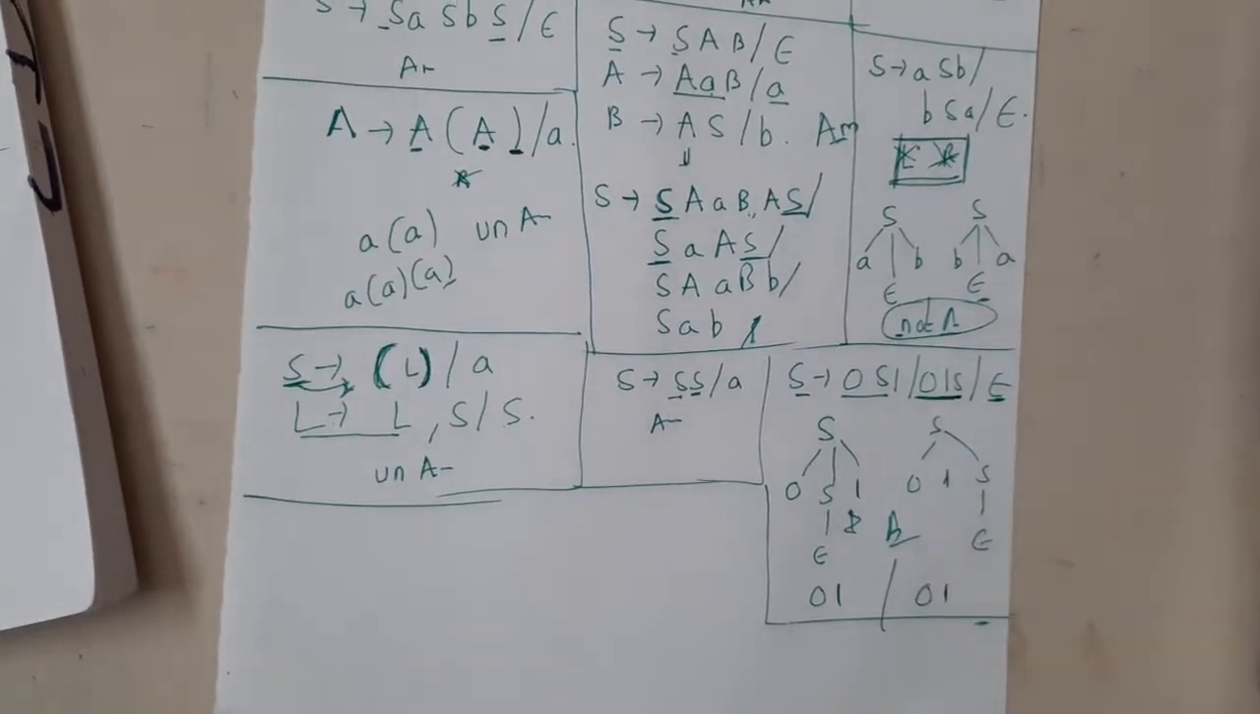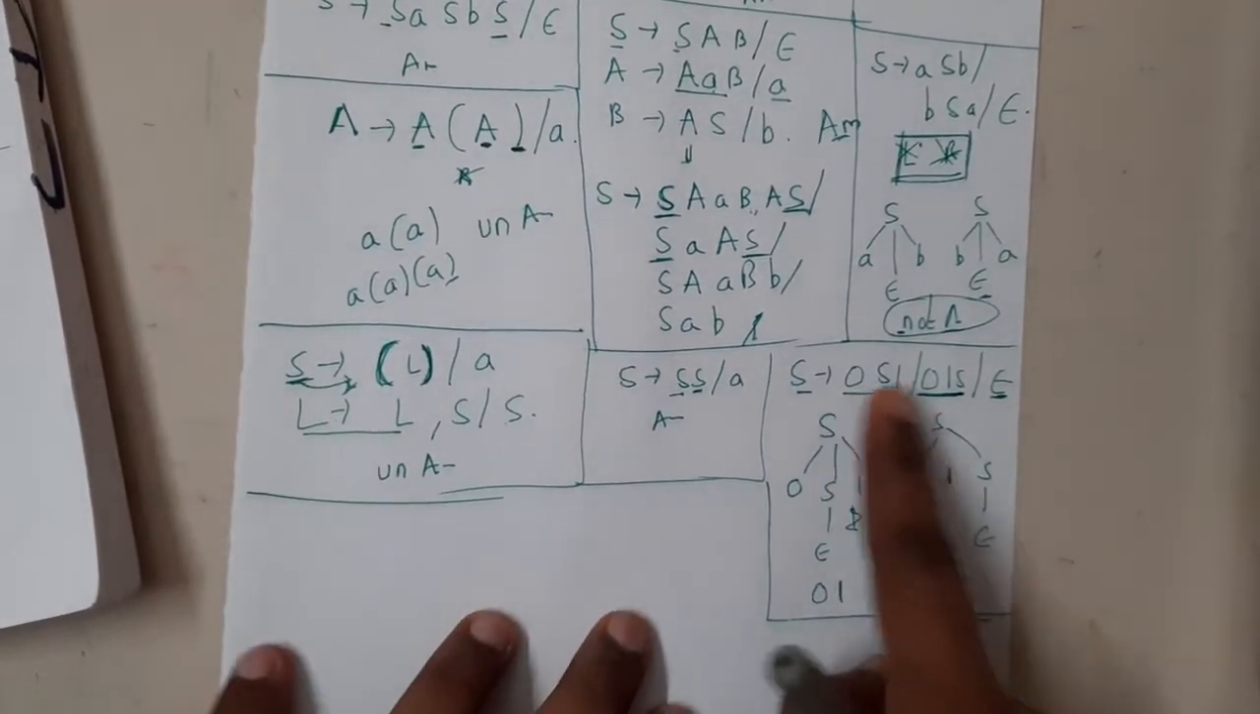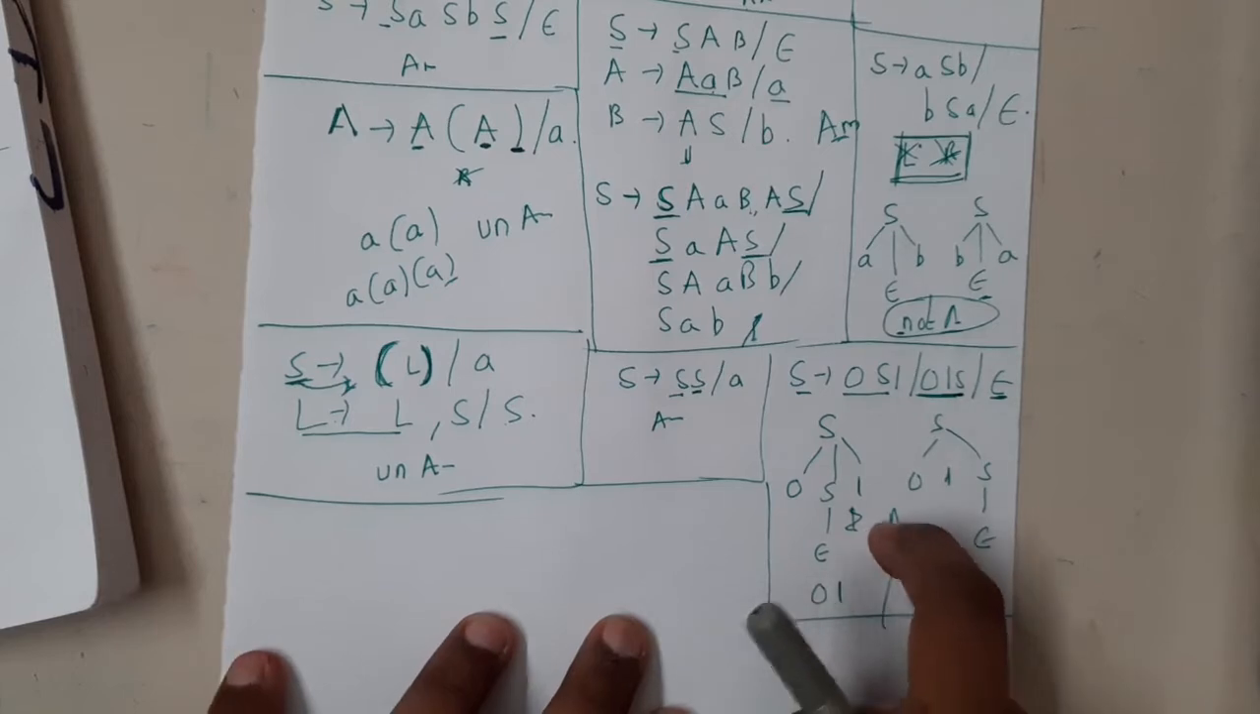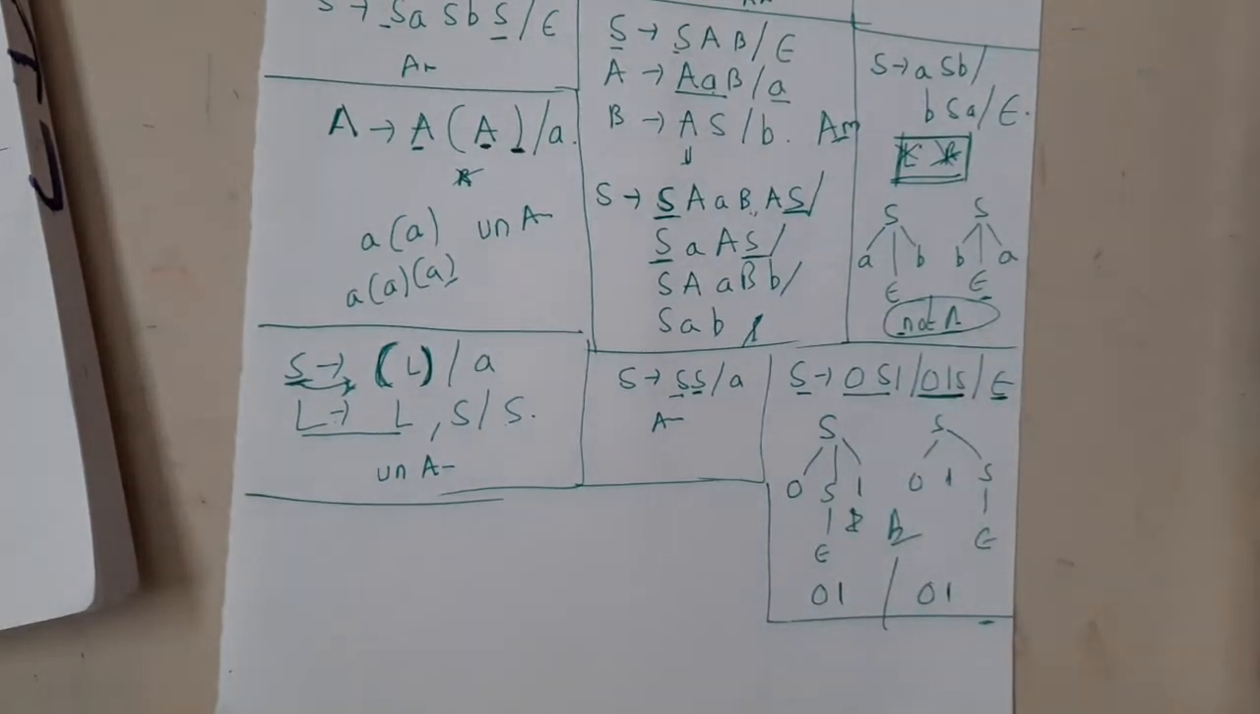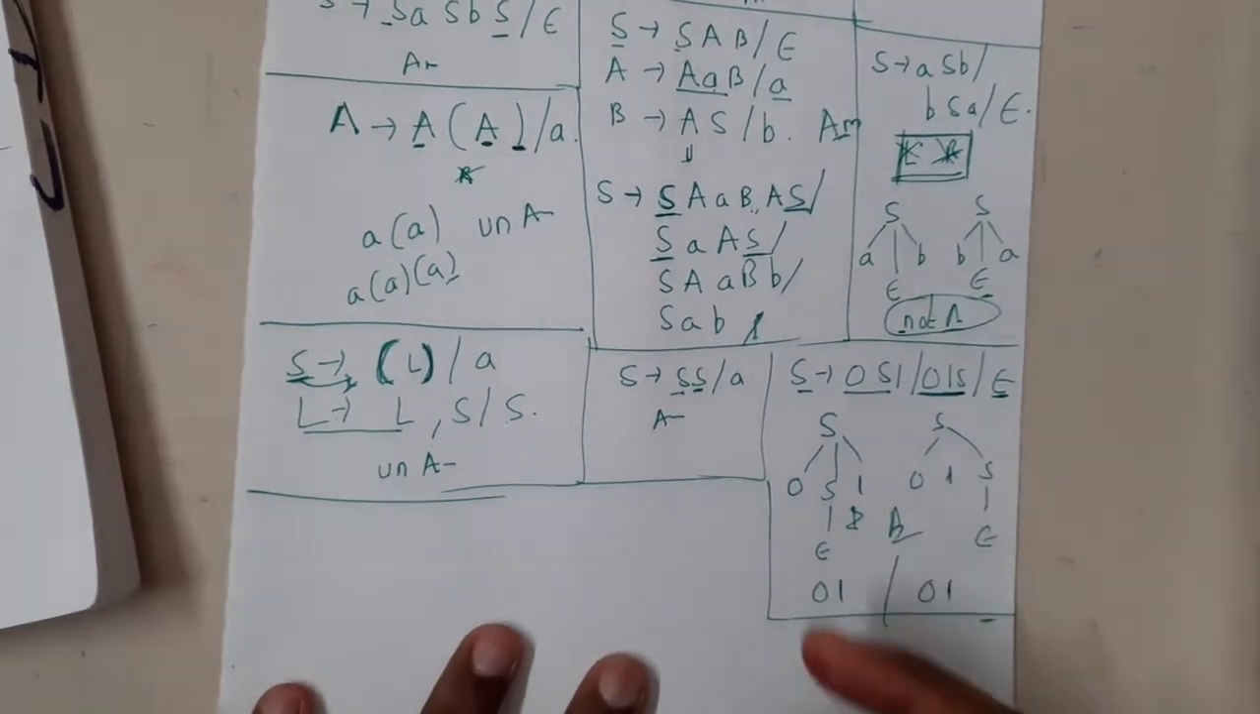So now you understood, right? A grammar which does not have left and right recursion can also be ambiguous, and a grammar which does not have left and right recursion may also be unambiguous. That is the reason we should check with some examples, guys.